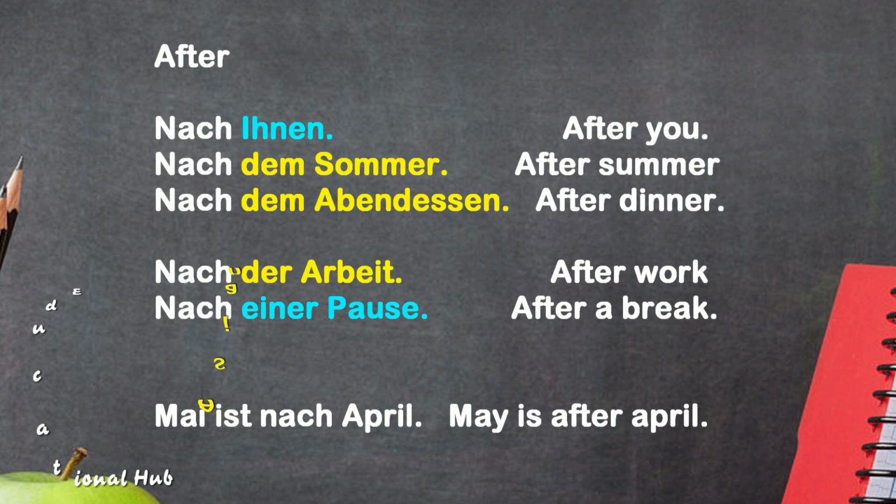Nach means after also. So nach ihnen means after you. Nach dem Sommer, after summer. Nach dem Abendessen, after dinner. Nach der Arbeit, after work. Nach einer Pause, after a break. And one sentence is here. Mai ist nach April. May is after April.